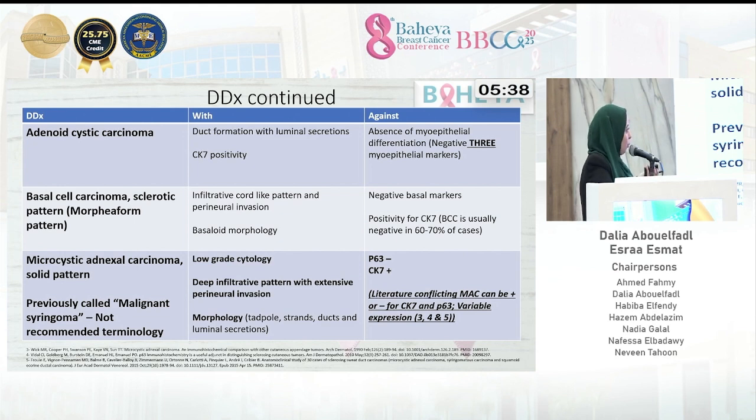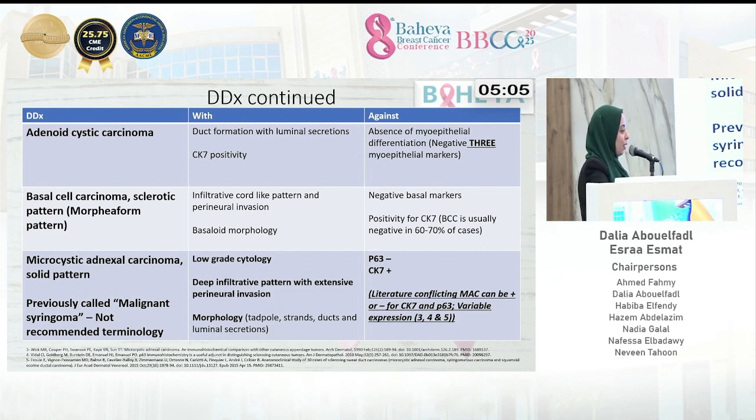الـdifferential الثاني إنه يكون basal cell carcinoma بسبب الـinfiltrative والـperineural invasion، بس الـbasal markers والـCK7 positivity arguing against إن دي BCC. الـmicrocystic adnexal carcinoma ده كان اللاست differential إن هي solid pattern بسبب اللو جريد سيتولوجي والديب infiltrative pattern والـextensive perineural invasion والمورفولوجي. والـmicrocystic adnexal carcinoma دي زمان كان اسمها malignant syringoma، بس ده terminology مش preferred دلوقتي.